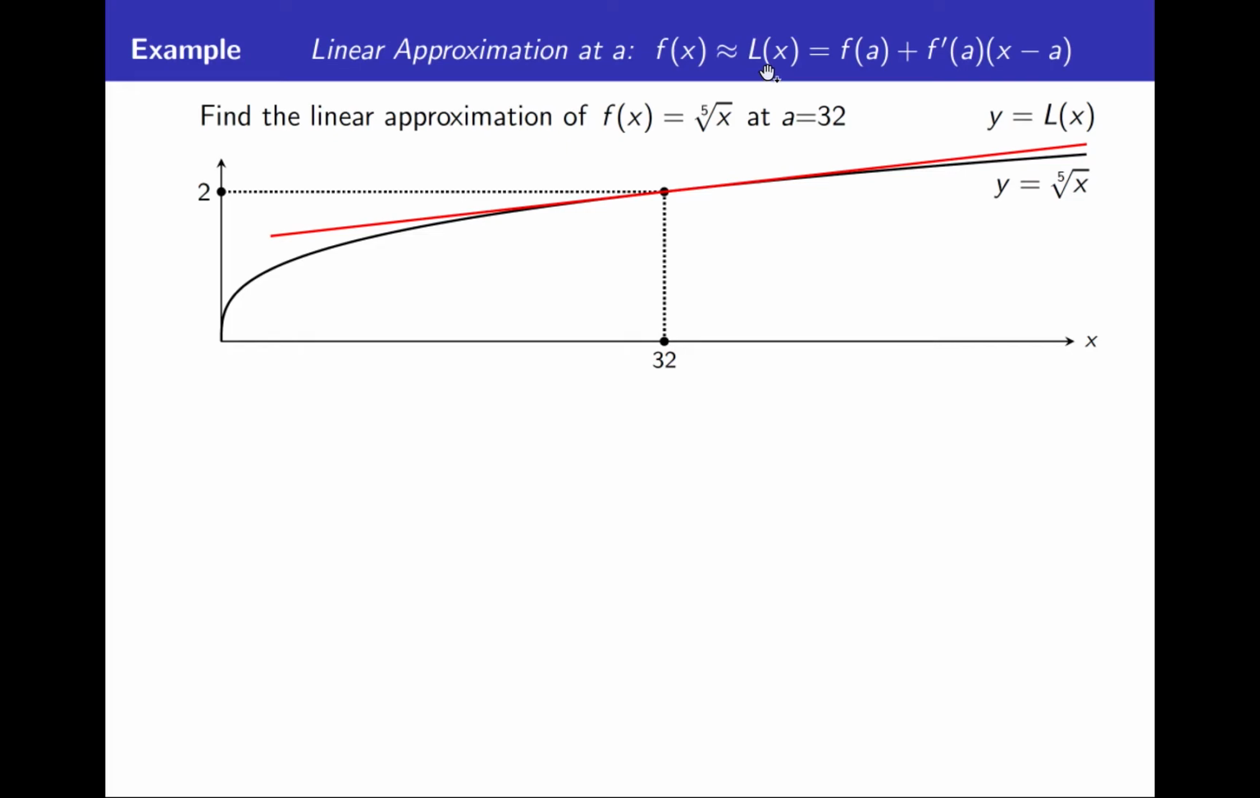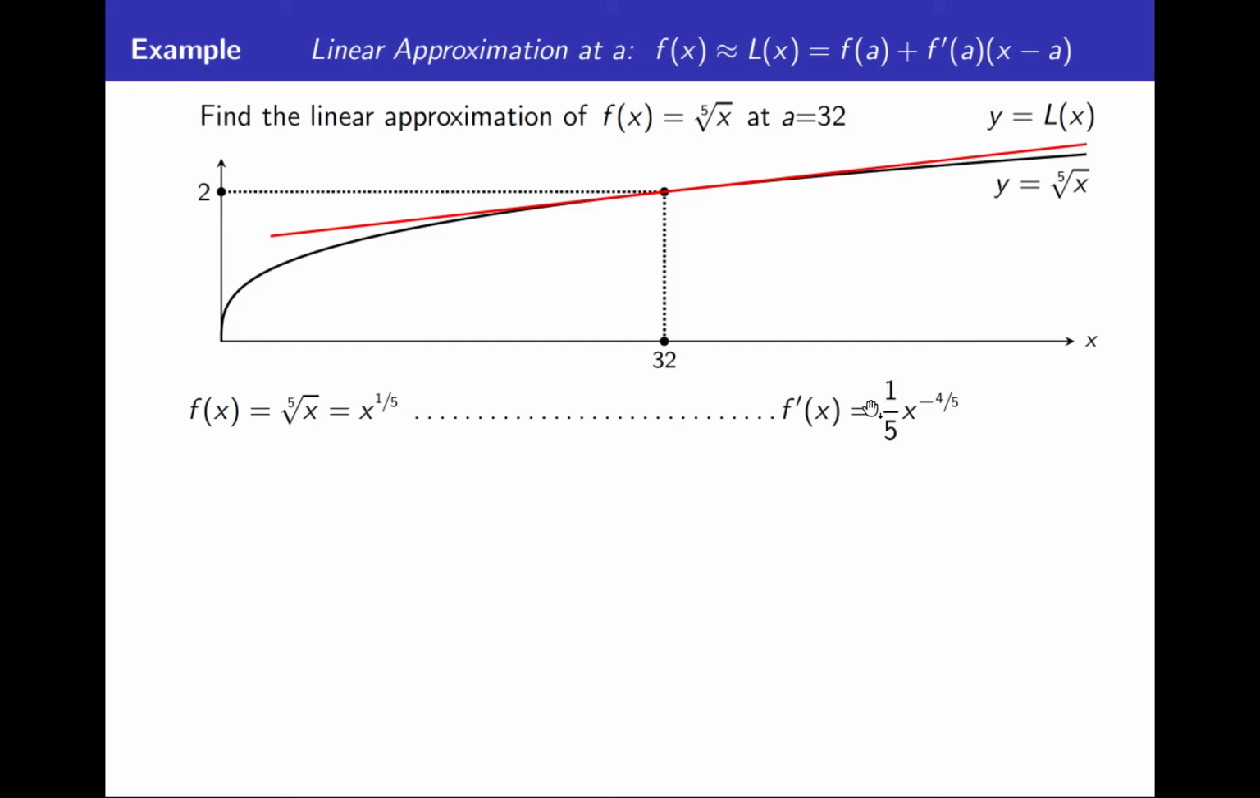And here in this example, we're looking for the formula for L of x. We're going to fill out this formula by plugging in a equals 32. And our function here is f of x equals the fifth root of x, or x to the power of 1/5. In applying the formula, notice that there's going to be a derivative, f prime of a. So the first thing we should do is compute that derivative, and we can get it with the power rule.